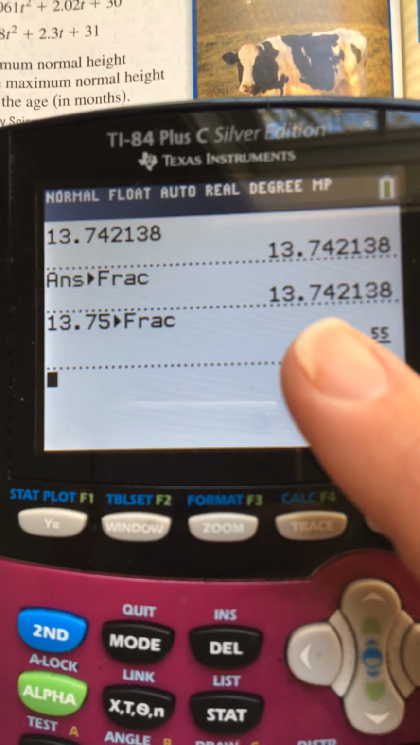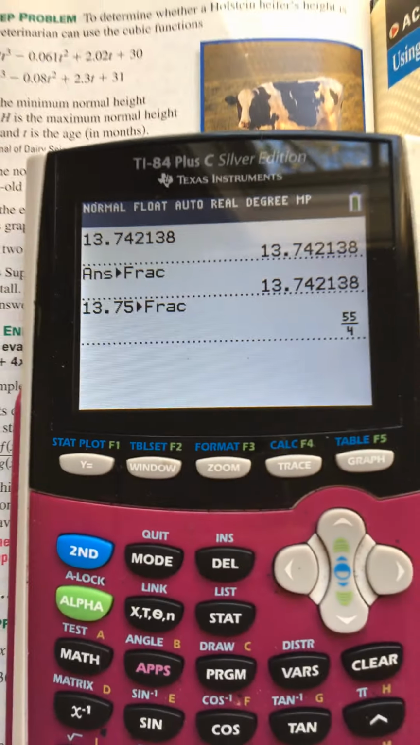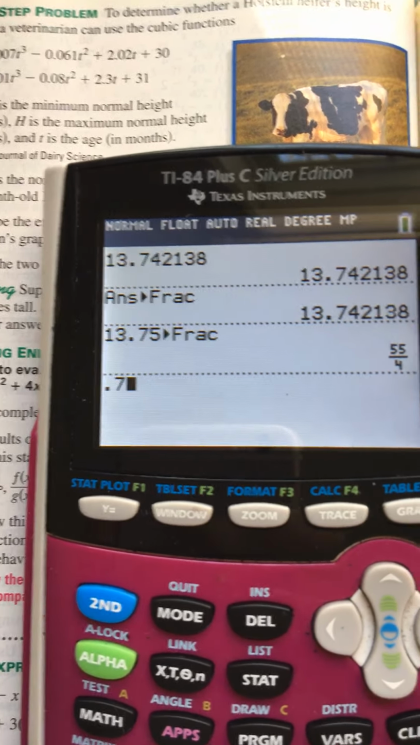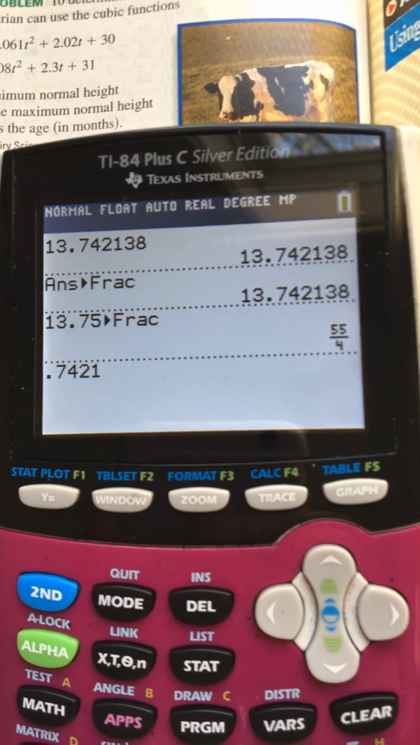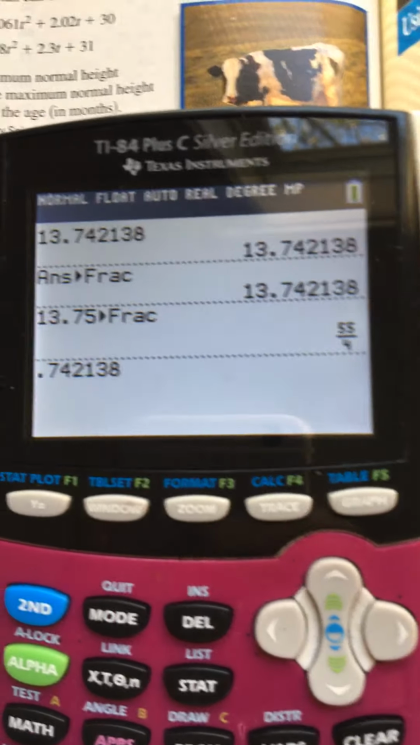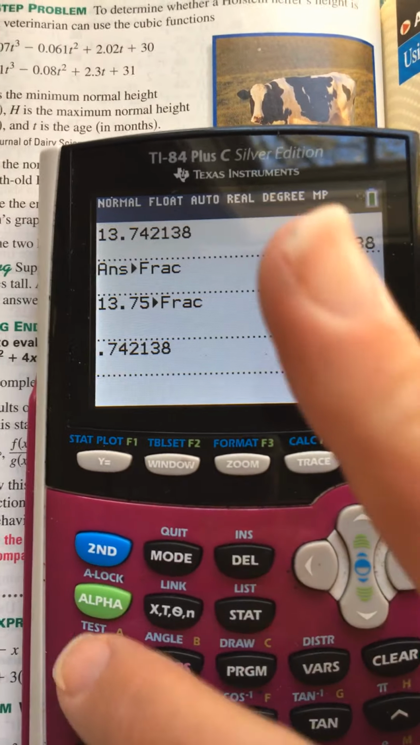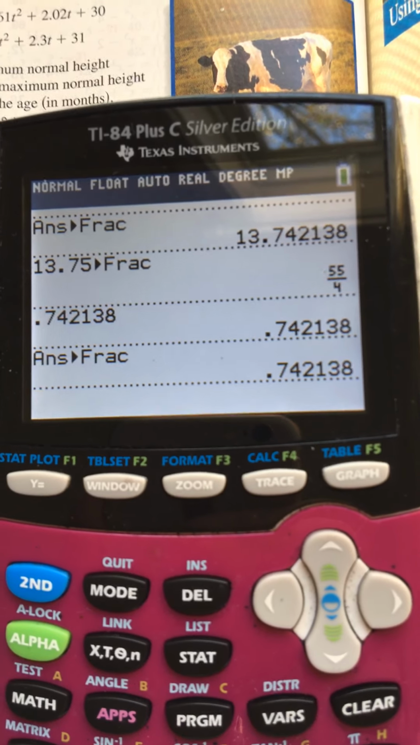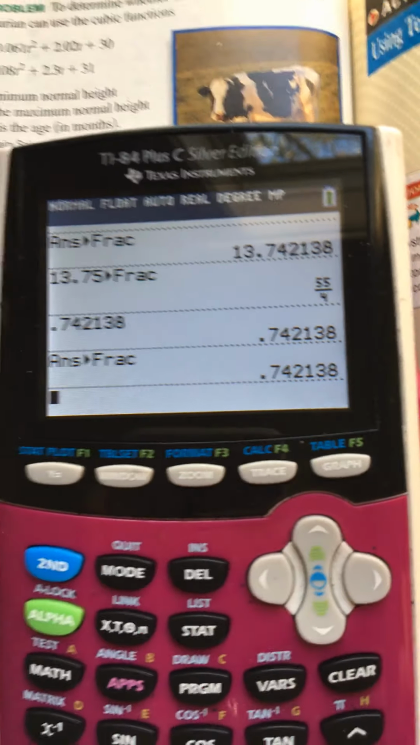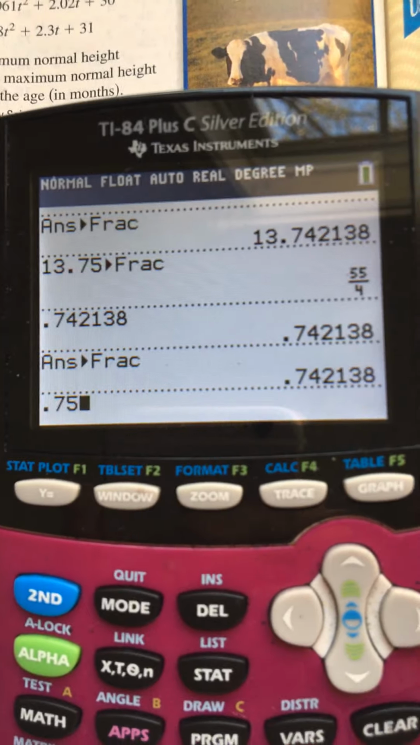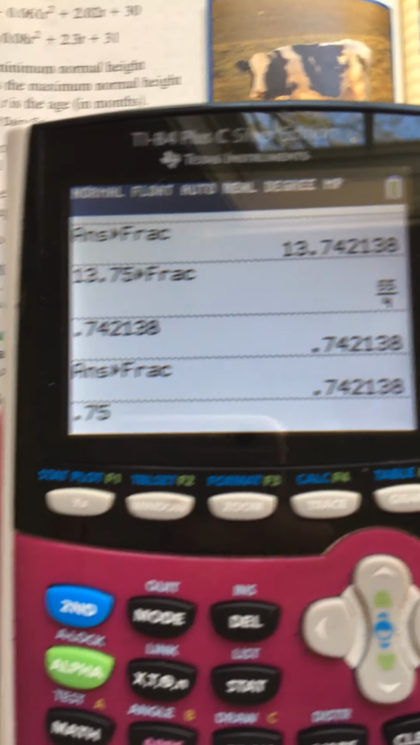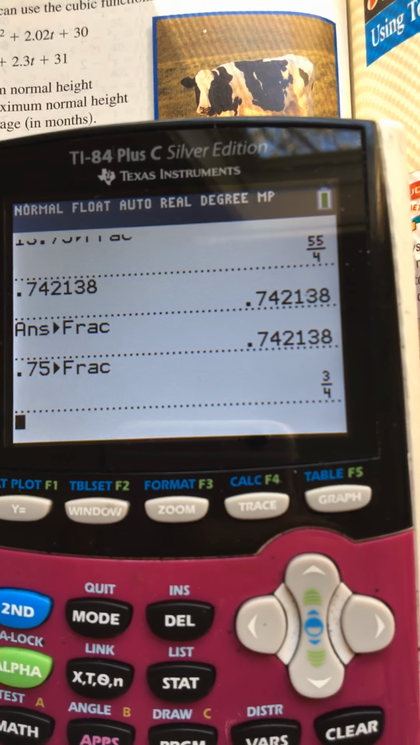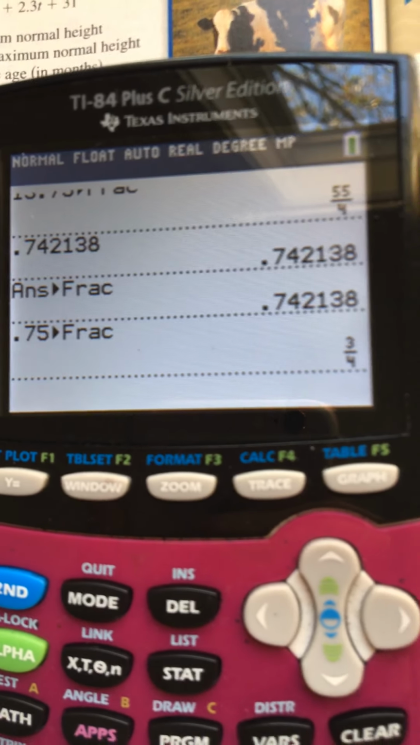Now, what if you wanted just the last part into a fraction? Let's see if it'll do that. 0.7421. It's a little hard to look through this phone to read this. I'm using a cracked phone, and it makes it even harder. Let's see if it'll turn it into a fraction. No, it won't. But like with this one, if it's 13.75, you might want just the 0.75 as a fraction because you want it reduced. So you do math, enter, let's see if it'll do it. Yep, there it goes. You don't have to hit enter first.